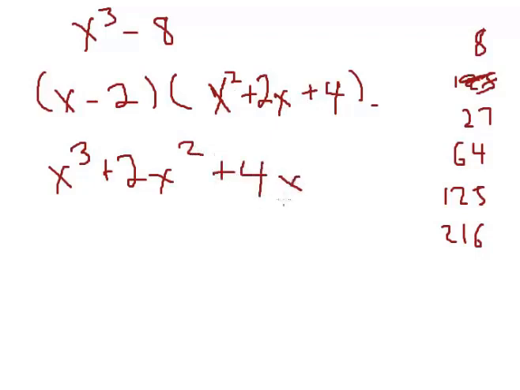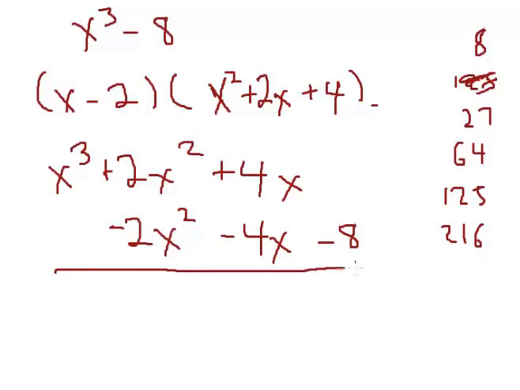Now we're going to do it like we did last time. We'll do the last one lining up the same variables so that they cancel. So you have negative 2 times x squared, which is negative 2x squared. Then you have negative 2 times positive 2x, which is negative 4x. And then you have negative 2 times positive 4, which is negative 8. And notice, of course, what happens when you add these together. You have the x cubed. The positive 2x squared and the negative 2x squared cancel out. That's 0. Plus 4x minus 4x is again 0, and you're left with the negative 8.